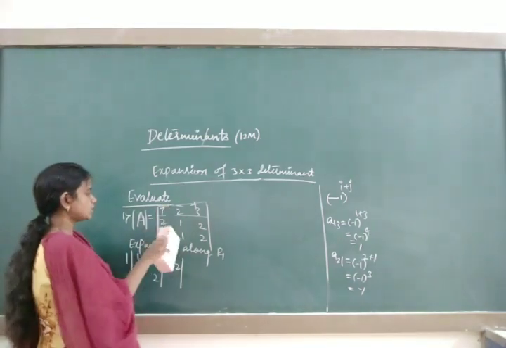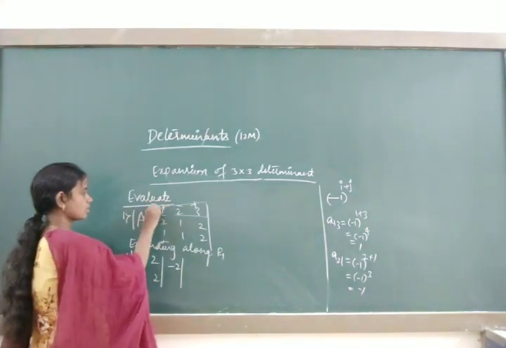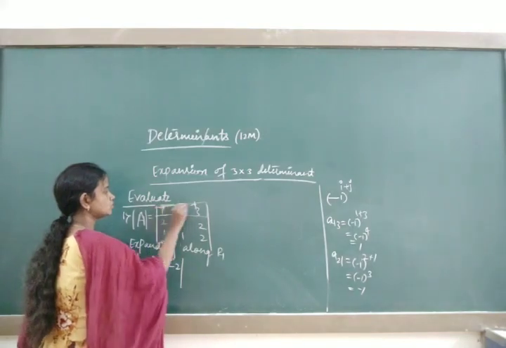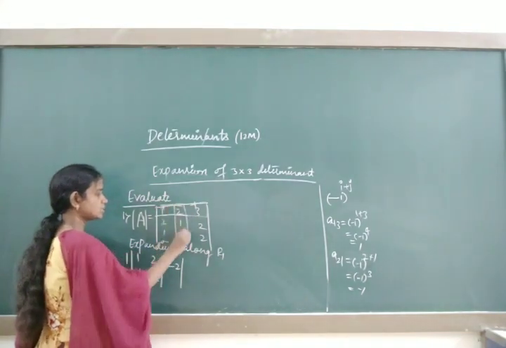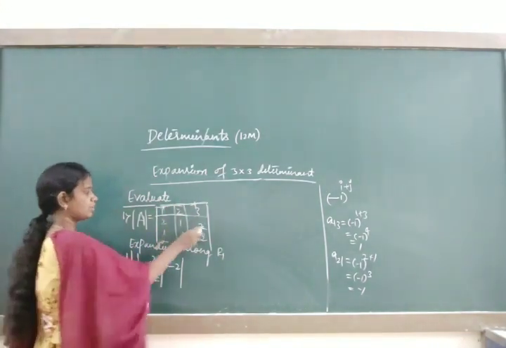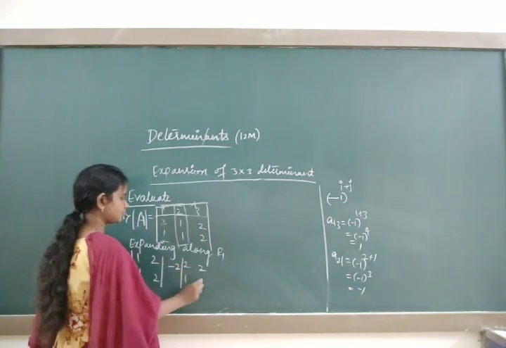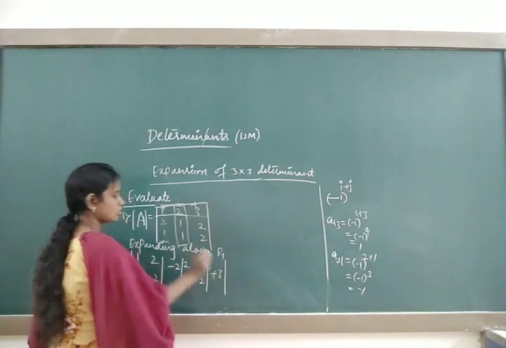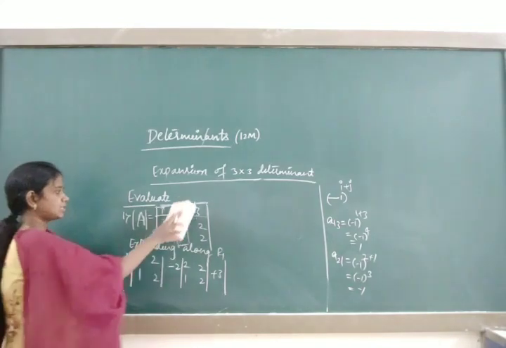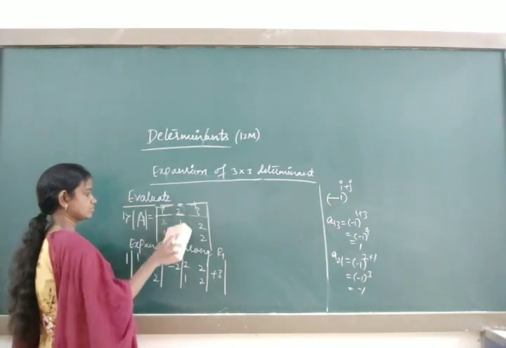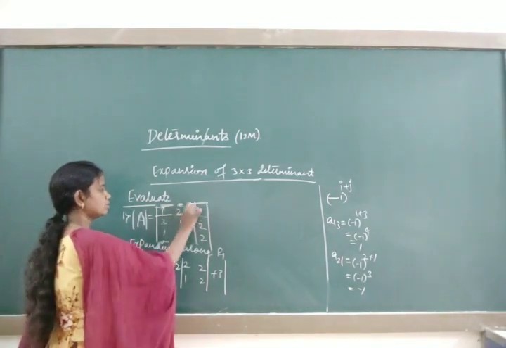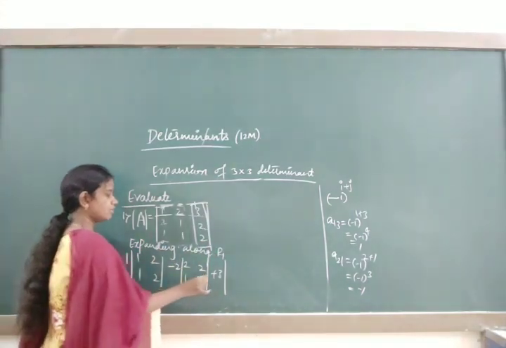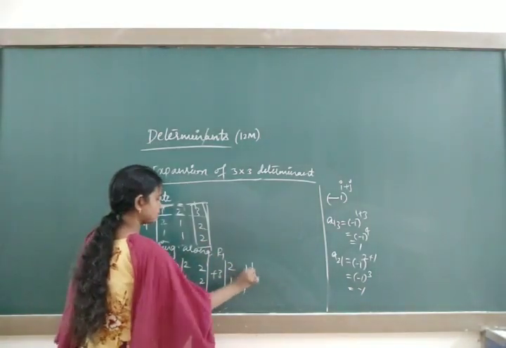So now 2 is present in which row? 2 is present in the first row, close this one, and it is also present in the second column. Remaining is 2 2 1 2. Now take 3. 3 is present in the first row and third column. So it will be 2 1 1 1.